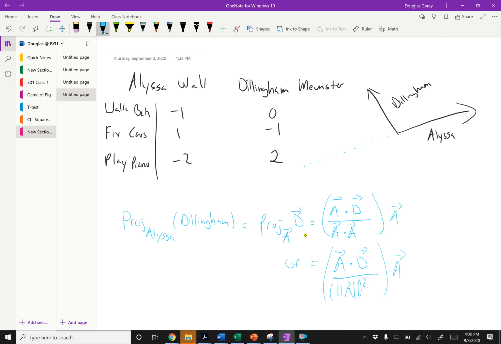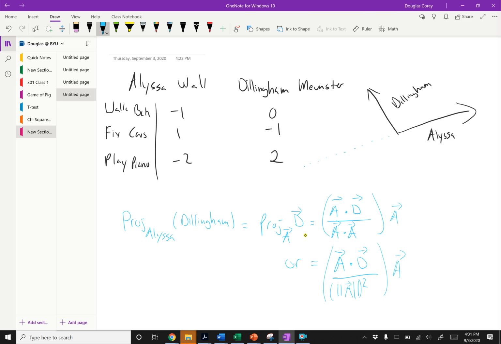All right, class. This is an example of a projection. I'm doing it in the same context that we worked on in class, where we have results of a preference survey. We're seeing how good of a match two different people are. We have Alyssa Wall and Dillingham Munster, and I just picked the first three values under their names.